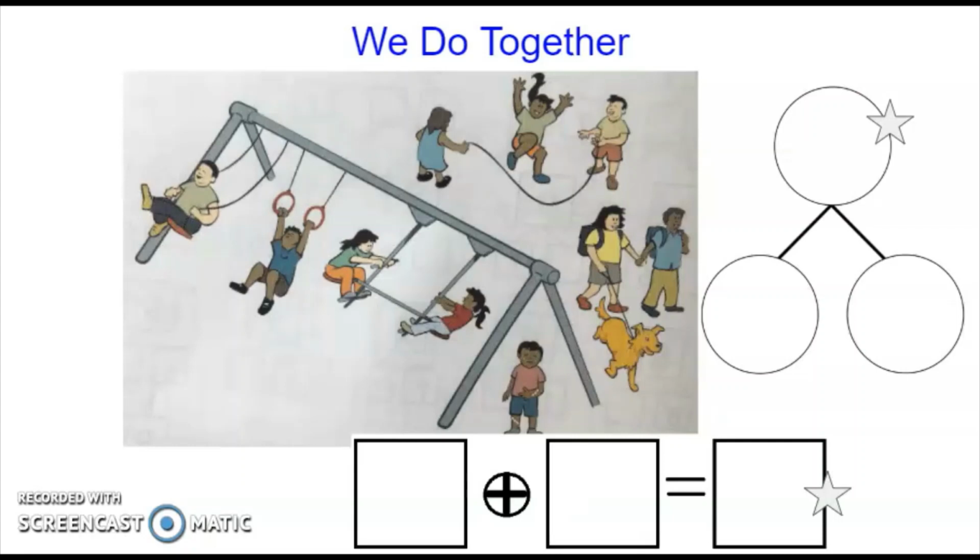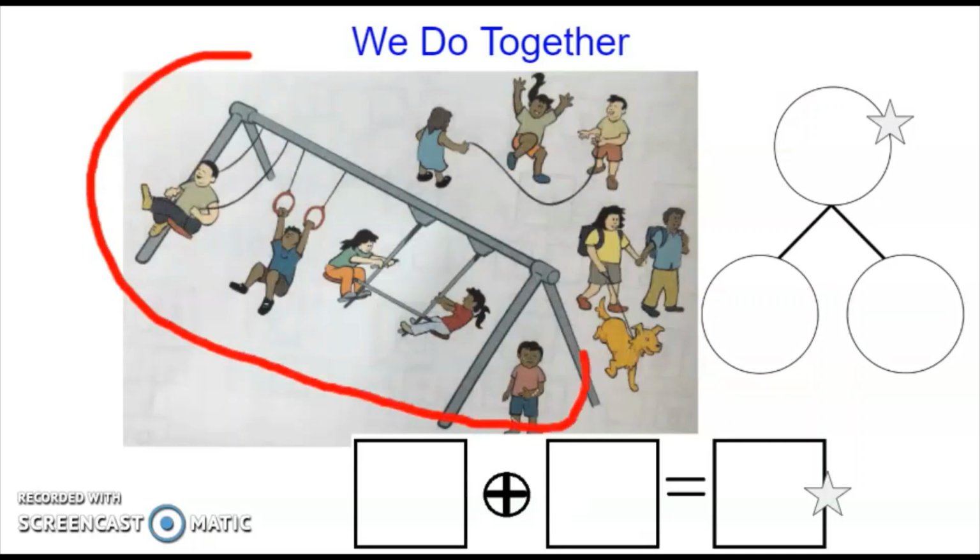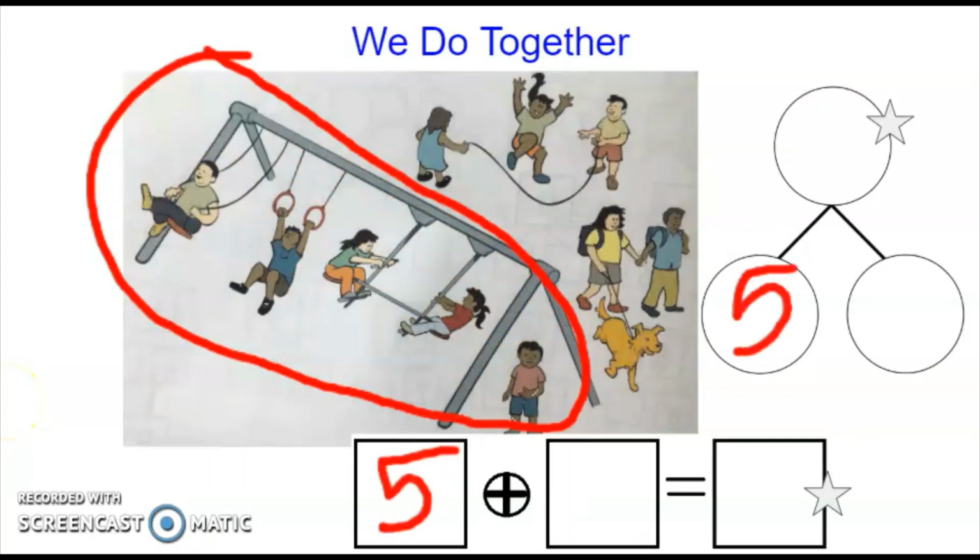Okay, great. So now let's practice doing this together. Take a look at the picture. Where do you notice 5 groups quickly? What about the picture makes it easy to see 5 groups quickly? I notice that there are 5 friends at the swings. So let's double check that. 1, 2, 3, 4, 5. Yep, so that tells me it's going to be one of our parts, and I'm going to fill that in our number sentence and in our number bond.